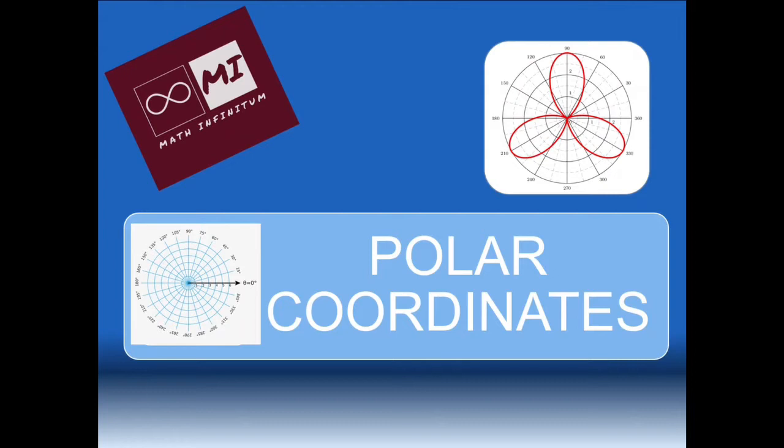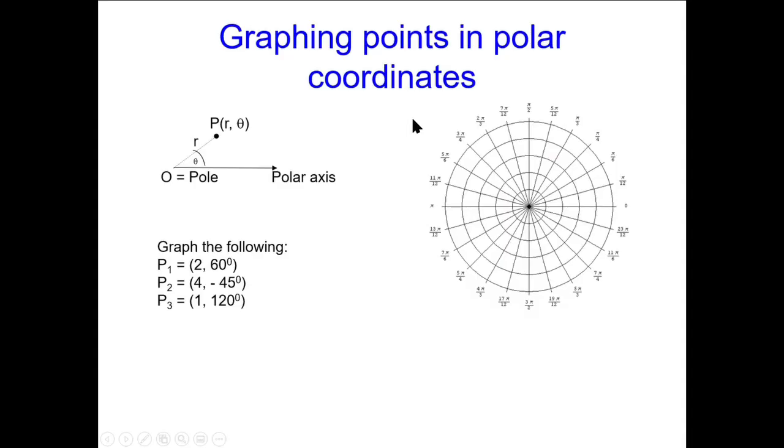Today we're going to be talking about polar coordinates, and this is the beginning of our unit on this topic. So we're going to start with just the basics of what the polar coordinate grid looks like and how we plot points. The polar coordinate system is based on concentric circles, and every point is based on the radius, the distance from the center, which we'll call the pole, and then the angle from the x-axis, or in this case called the polar axis.